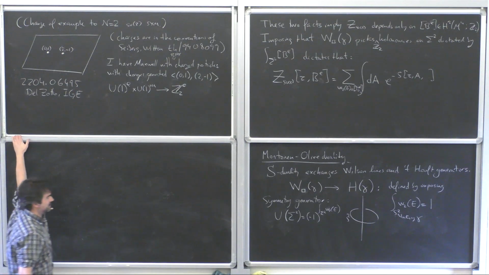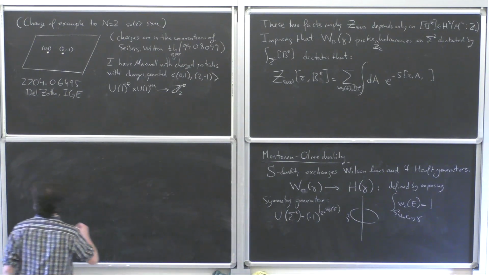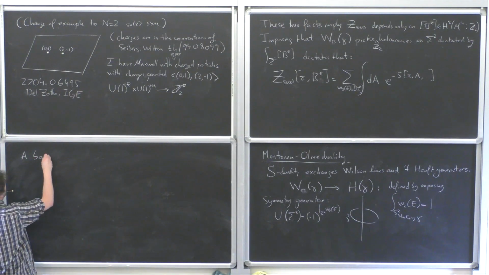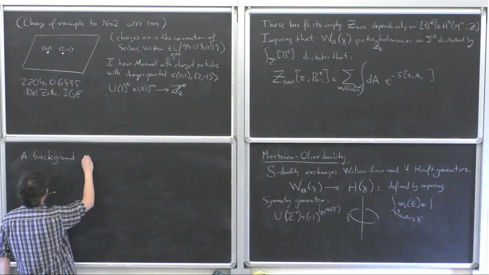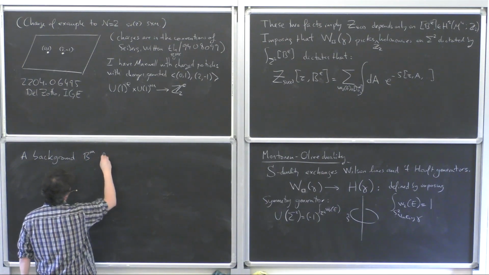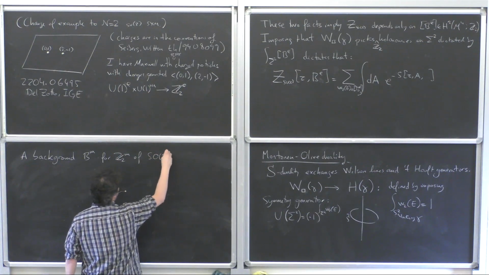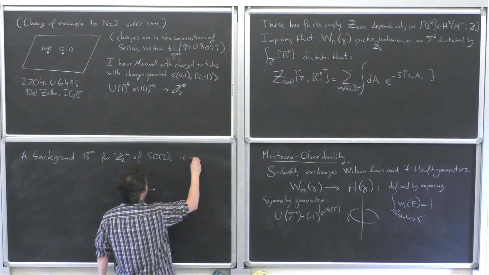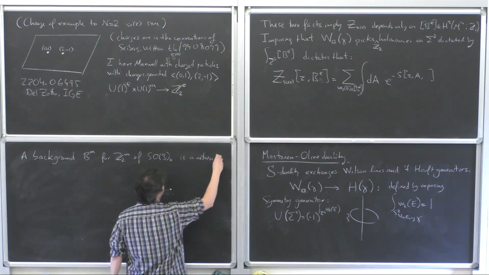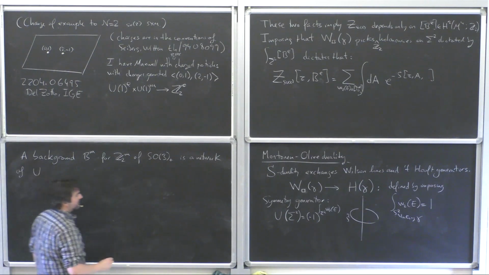Okay, so let's continue. A standard procedure. We have symmetry generators. Let's put backgrounds of these symmetry generators. So a background, we call it BM, for the 2-form magnetic symmetry of SO3 plus, is a network without boundaries, if I want this to be closed, of insertions of this operator. Maybe we call it UM.